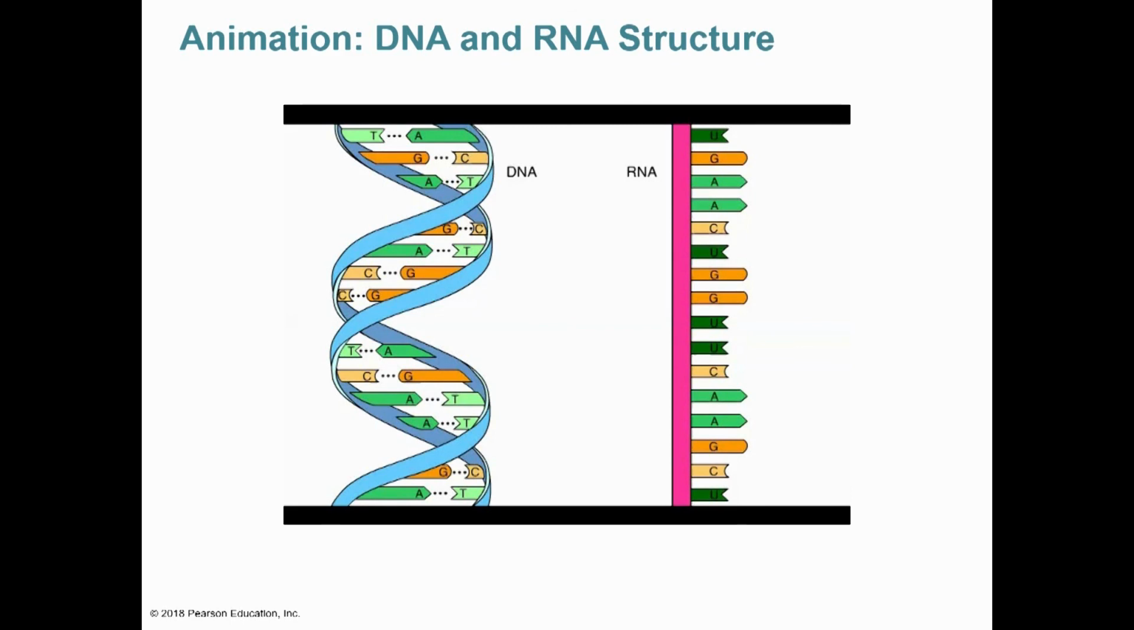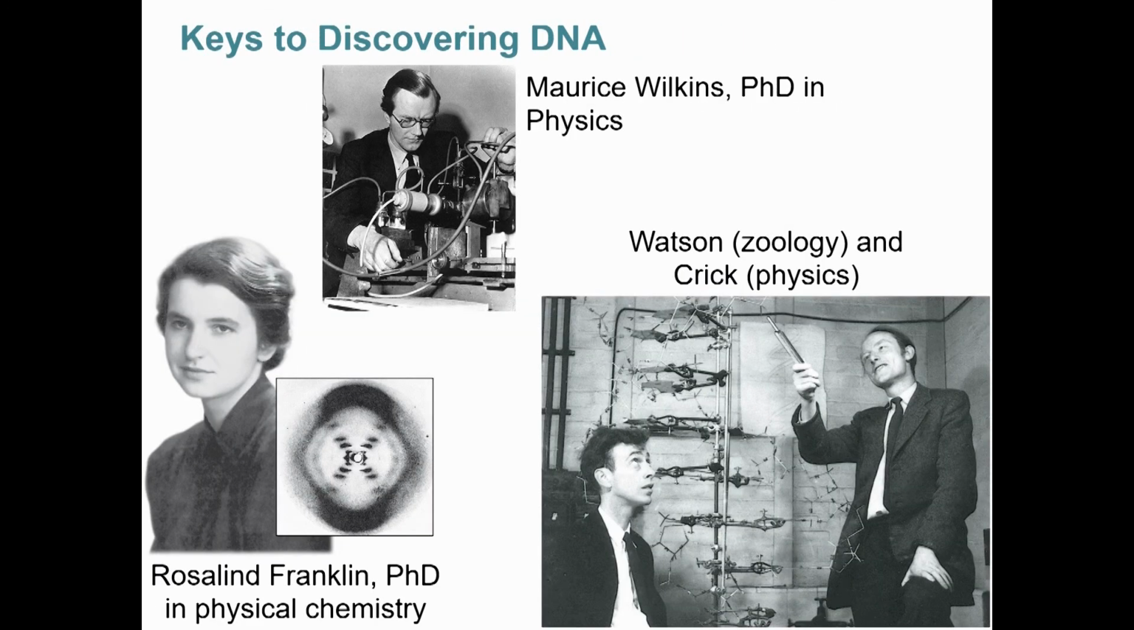The discovery of DNA was really contributed to by 4 different people. Maurice Wilkins was the first person to start looking at DNA and how DNA could be structured. Rosalind Franklin determined that the DNA structure had to be helical in nature, and Watson and Crick really took the information that Maurice and Rosalind put together and built the physical structure.